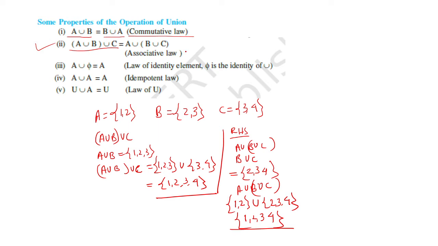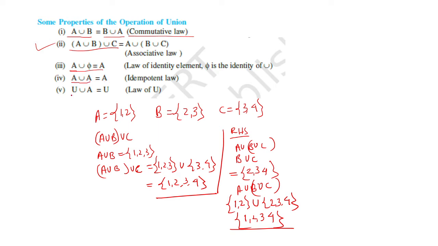The third property is A union phi equals A. You have to remember it. So if you do union of a set with phi, then the answer is always the set itself. If you do union with the set itself, then your answer will be the set itself.